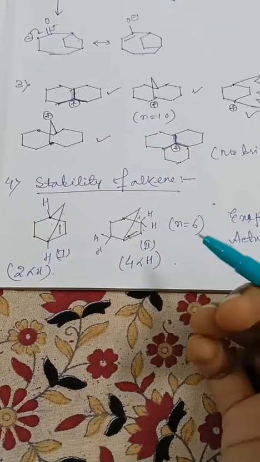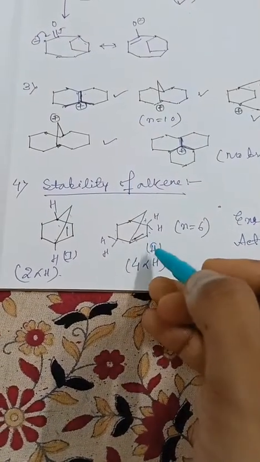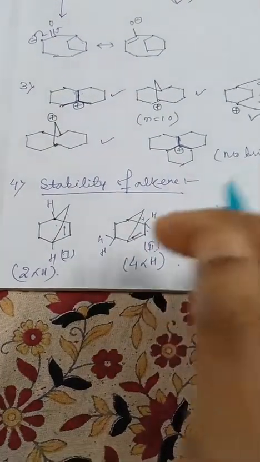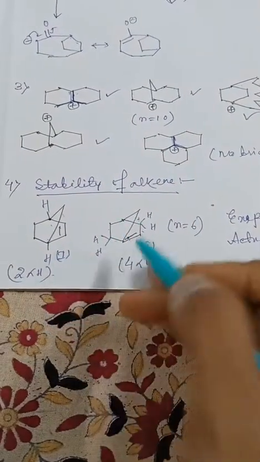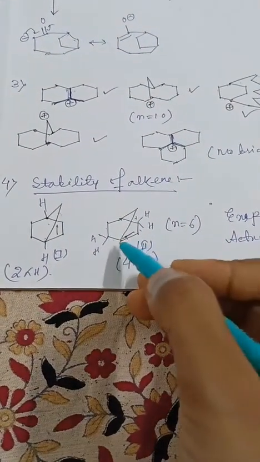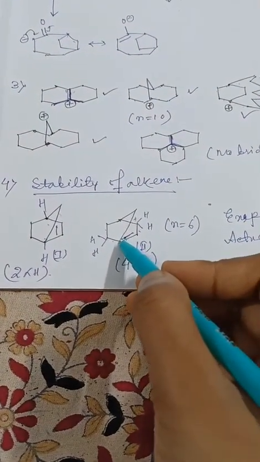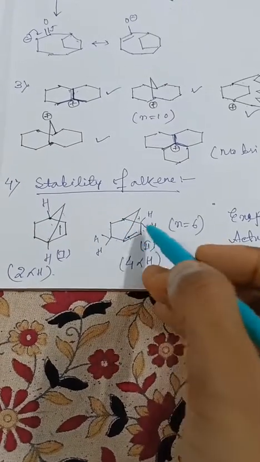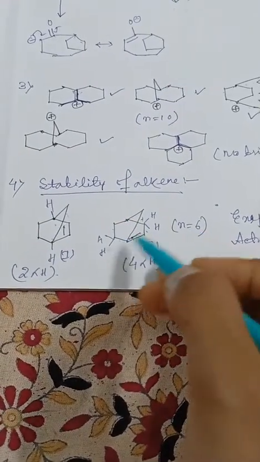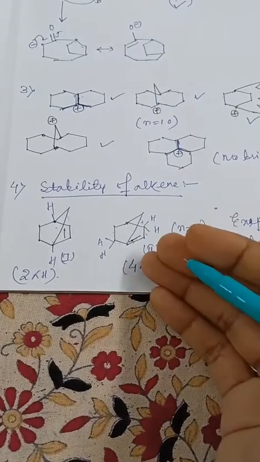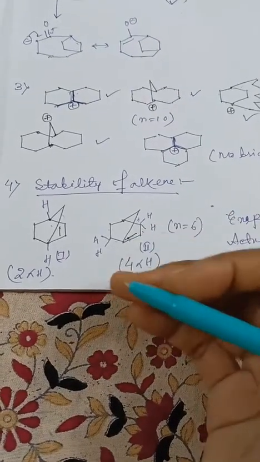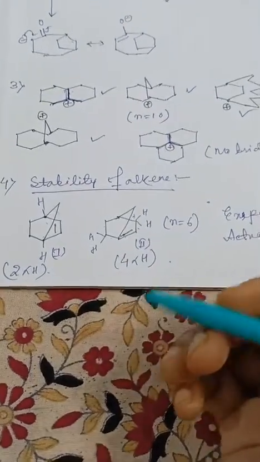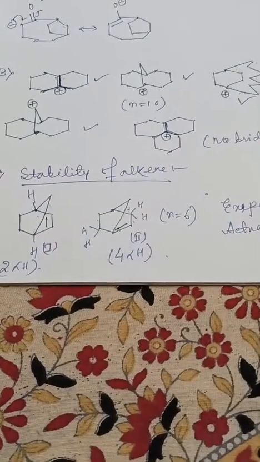So expected is that the stability of 2 is greater than 1, but in actuality 1 is greater than 2. Why? Again, this is the Bredt carbon. You just check 1, 2, 3, 4, 5, 6, n equals 6. So clearly this double bond formation here is not possible. It is highly strained. It is not attaining the expected 120 degree structure that is very much needed. So the actual order is 1 greater than 2.